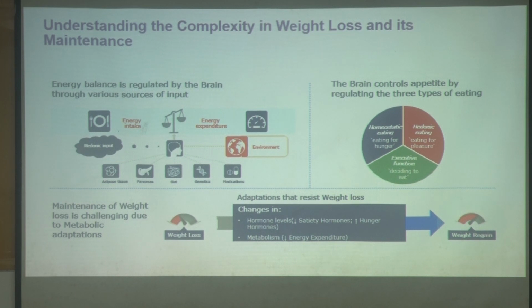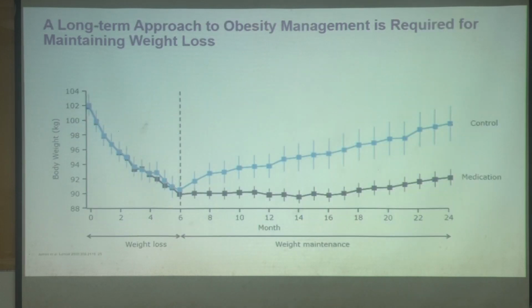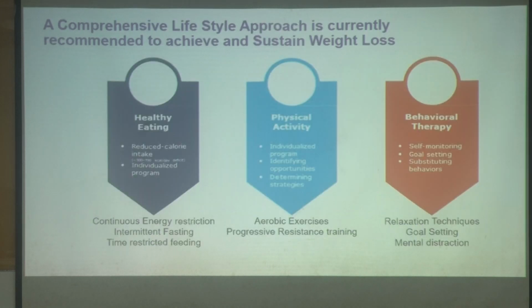Energy balance is normally regulated by the brain. The brain controls appetite by regulating three types of eating: homeostatic eating, hedonic eating, and executive eating. Adaptations reset the weight loss changes with reference to hormonal signals. A long-term approach to obesity management is required for maintaining weight loss. A comprehensive lifestyle approach is currently recommended, starting with healthy eating.